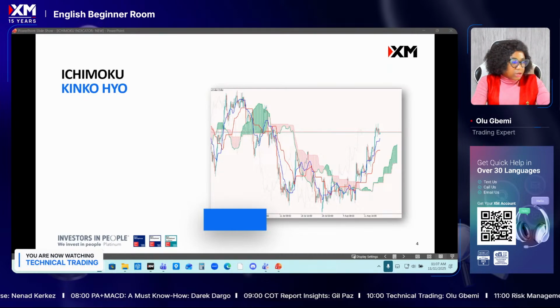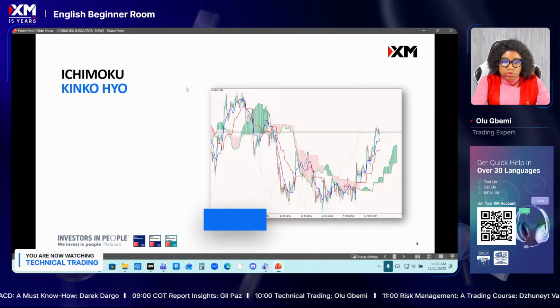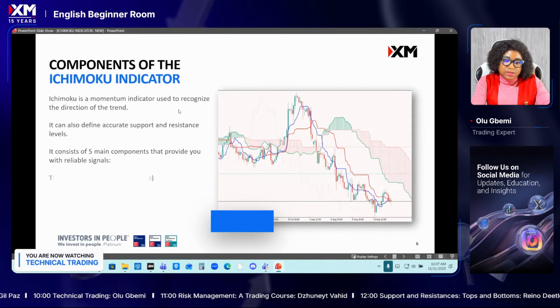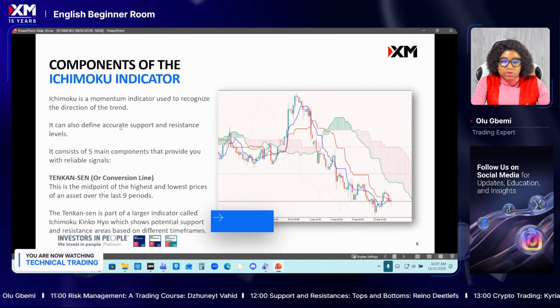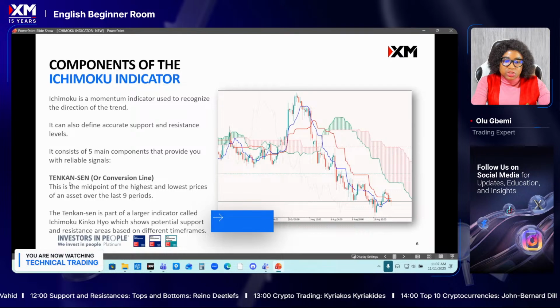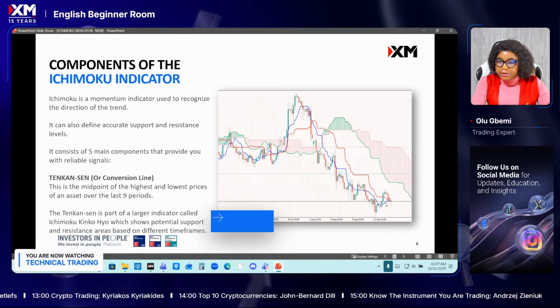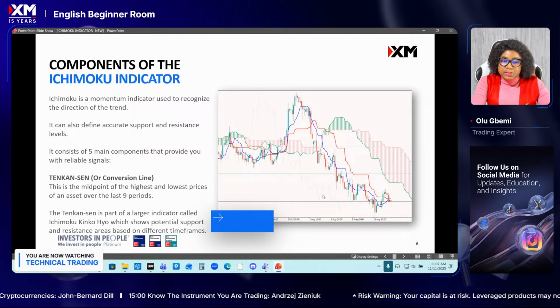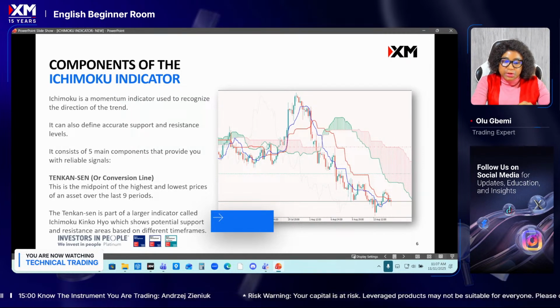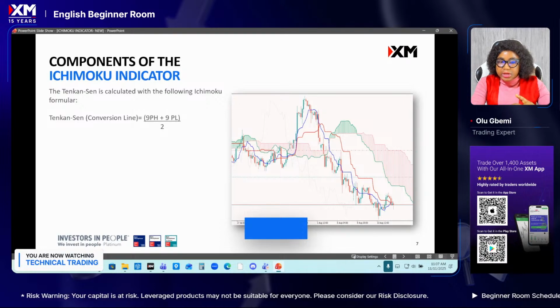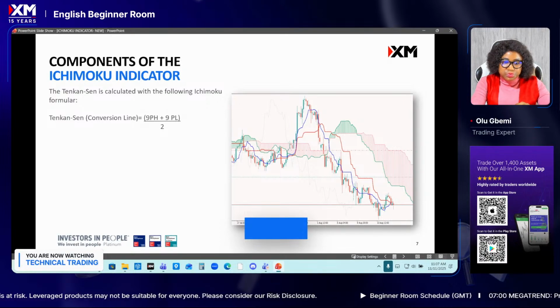All right. So what are the components of this indicator? Let's go look at the components of the indicator and what each of them represents. I don't want to waste a lot of time just talking about everything. I will just talk about each of the components. So the components that I mentioned earlier: conversion line, which is Tenkan-sen. This Tenkan-sen, for me, is the blue line here, and it shows the potential support and resistance area. It is calculated by 9-period high plus 9-period low divided by 2. That's how it is made.